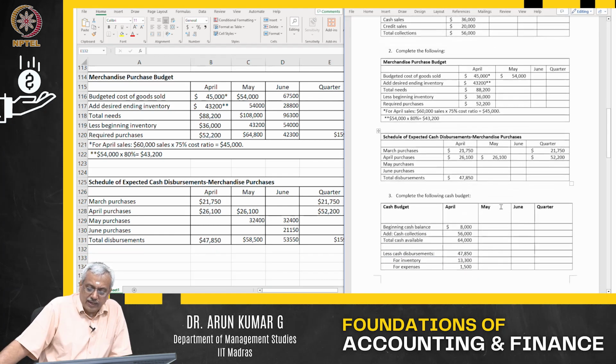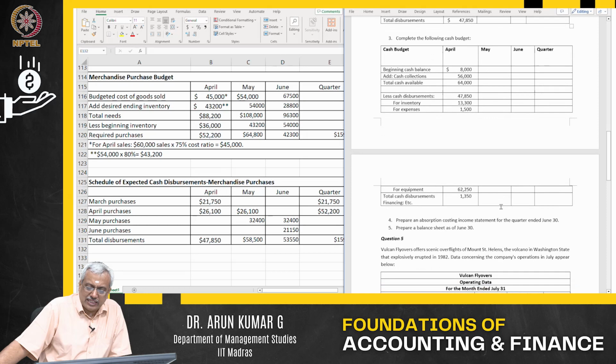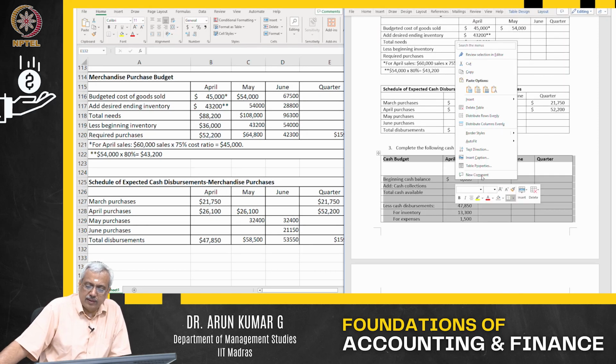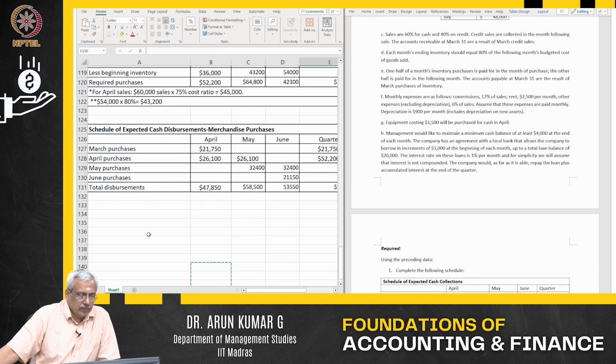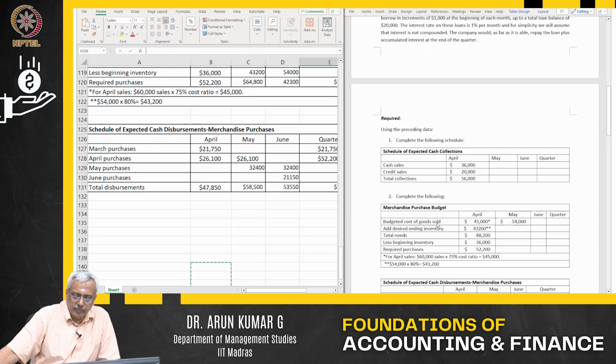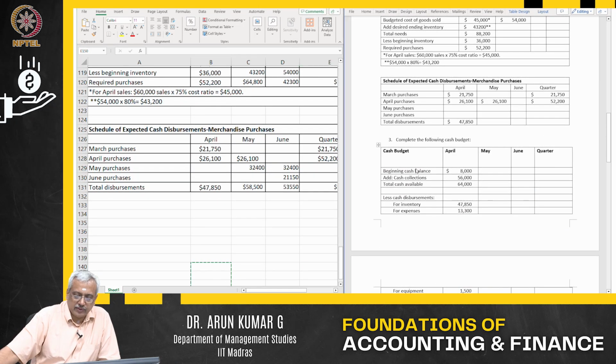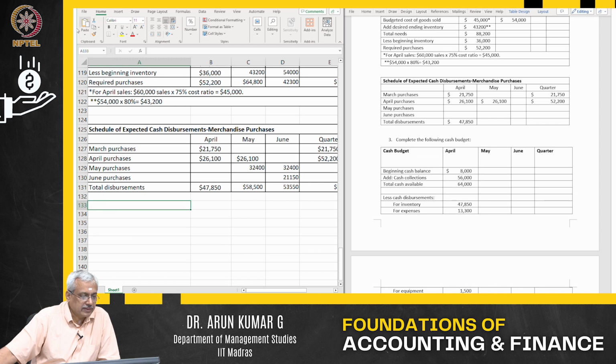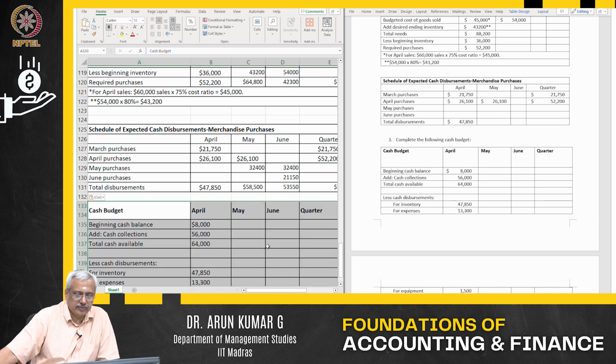I move on further and then I say there is a complete cash budget. We'll take this. So the next one we move to is what is called the cash budget. Let's look at the cash budget. I'm just going to cut and paste it out here. We have pasted it out here for the quarter.